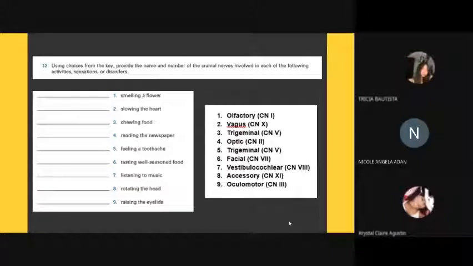7, listening to music. It is the vestibulocochlear nerve or cranial nerve number 8, whose function is for hearing. And 8, rotating the head. It is the accessory nerve or cranial nerve number 11, which is responsible for muscle movement of the sternocleidomastoid and the trapezius muscle. And lastly, number 9, raising the eyelids. It is the oculomotor, cranial nerve number 3.